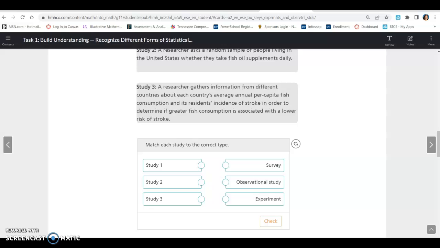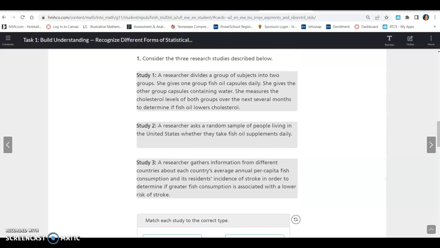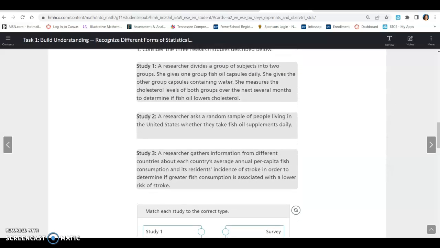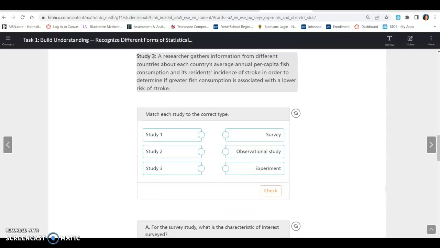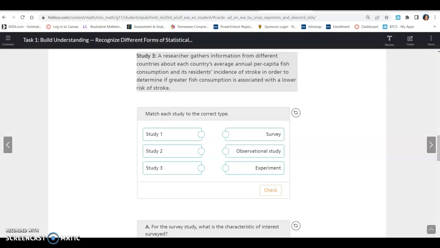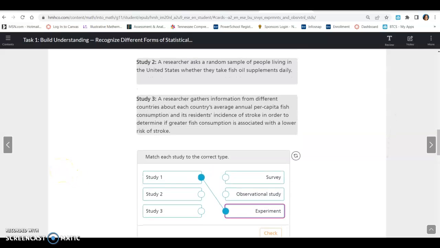So we've got a survey, an observational study, and an experiment. If we look at number 1, a researcher divides a group into two groups, and she gives one group fish oil and she gives the other one water, or a placebo, sometimes it's called. So that's going to be considered an experiment. All right, study 2, a researcher asks random people. Okay, so that's a survey when you ask random people to answer questions.